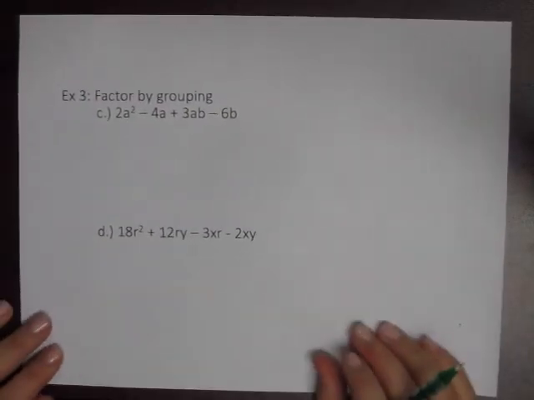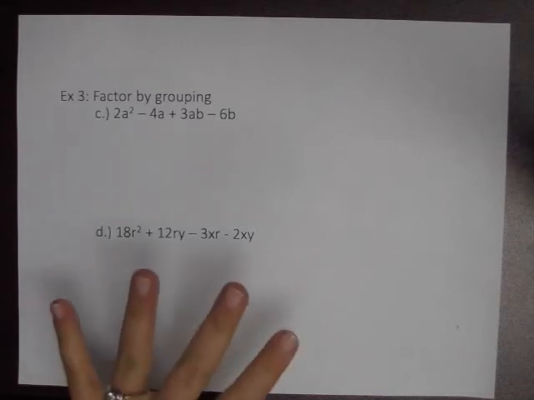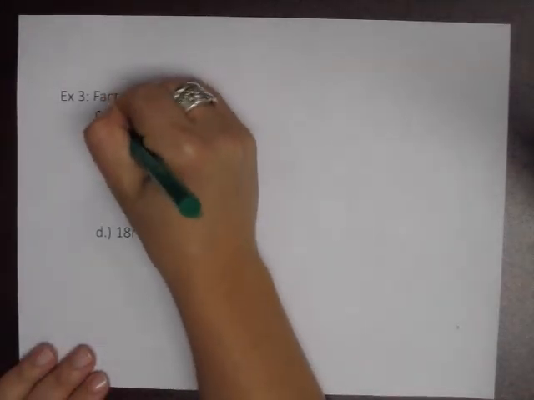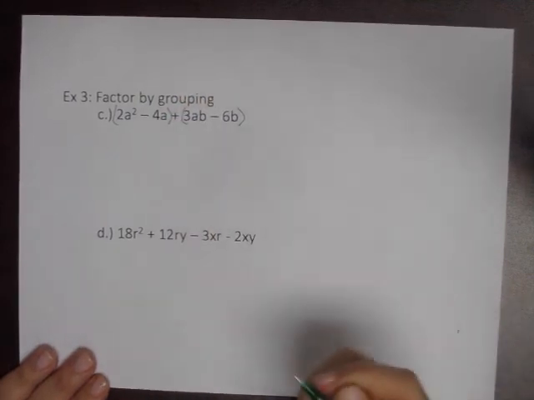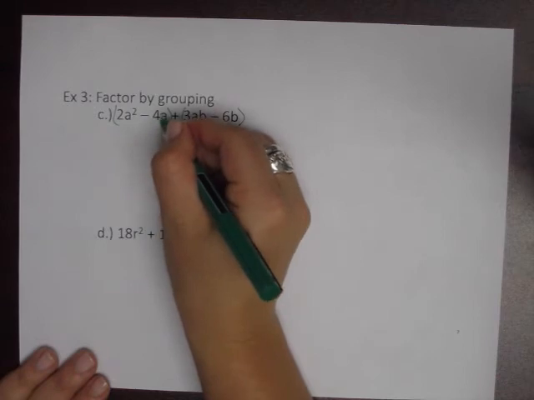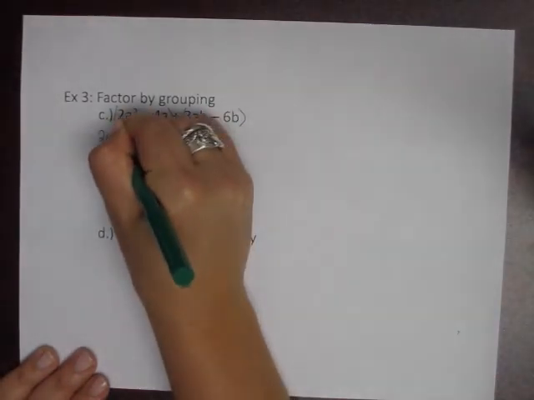Alright, so next one, we have 2a squared minus 4a plus 3ab minus 6b. First thing I see is I have four terms. Whenever I have four terms, I group the first two, I group the second two, and then I look for my GCF. So I got 2a squared minus 4a. So my GCF is going to be 2a.